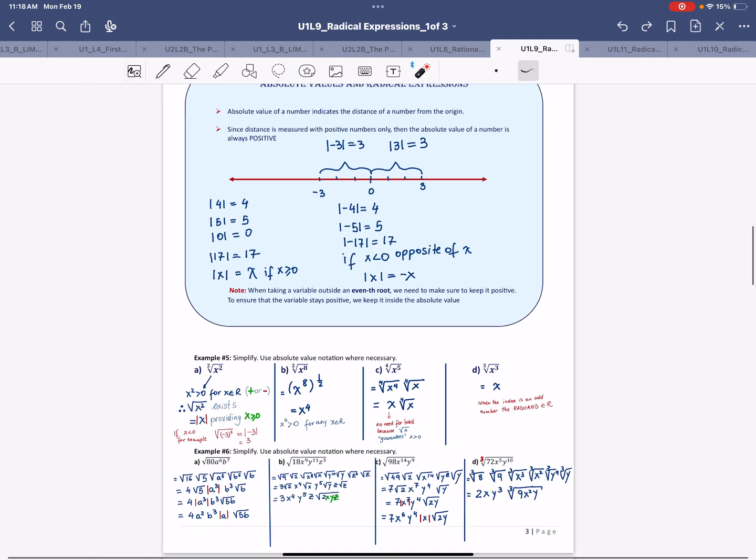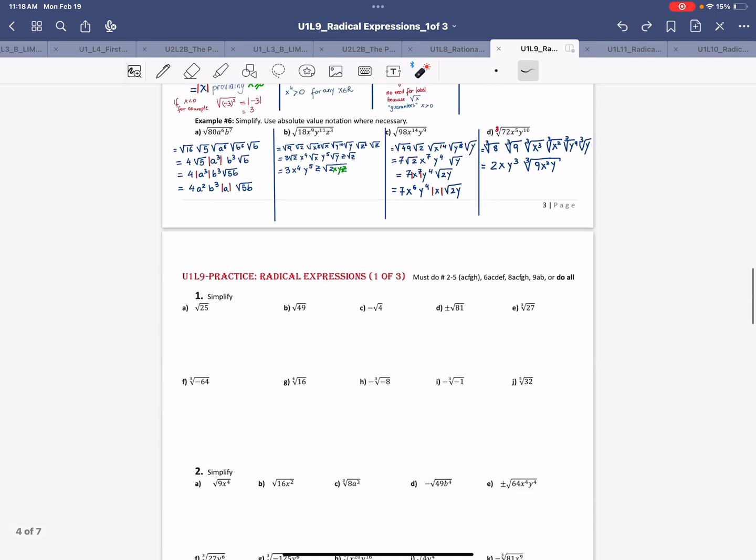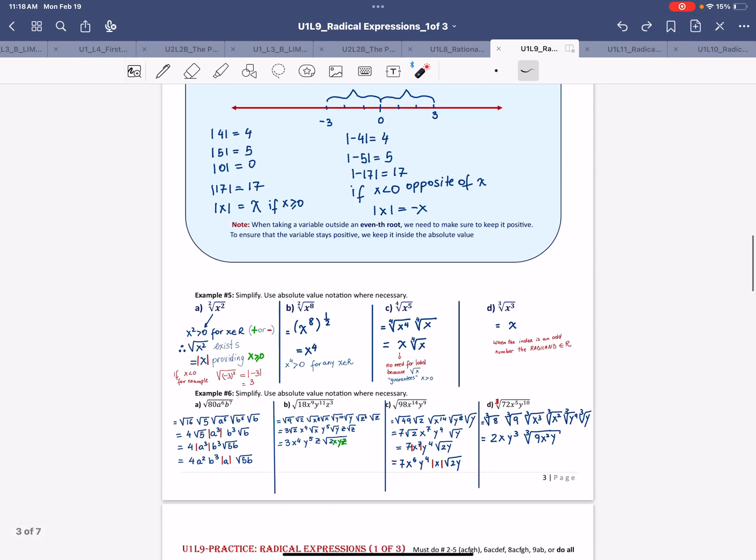So I hope this made sense. I encourage you to continue practicing some questions from this worksheet and enjoy learning.